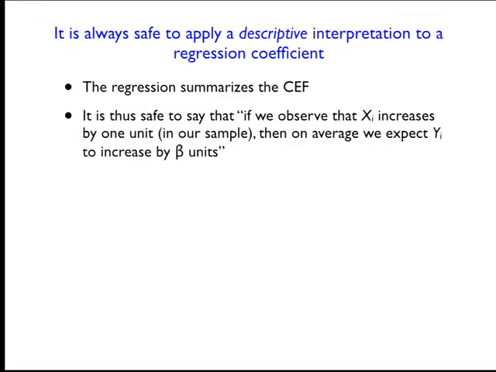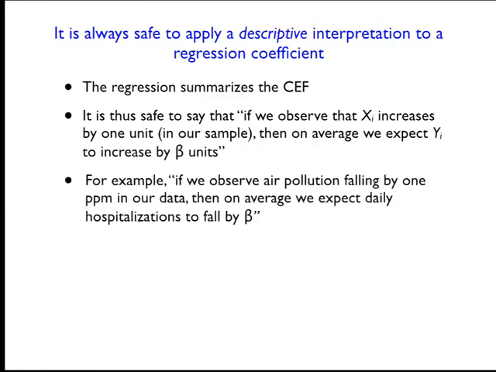It's not going to be exactly beta units, because there's underlying variation in the data, so you don't expect to always see the exact same response. But approximately, on average, we would think that y is going to increase by beta units. So in our example, what we're saying is that if we observe air pollution falling by 1 part per million in our data, then we would expect daily hospitalizations to fall by beta inpatient hospitalizations per day.